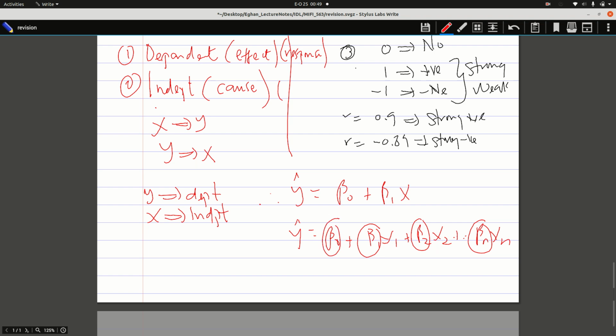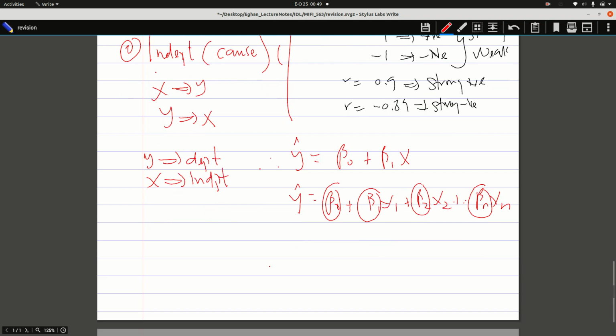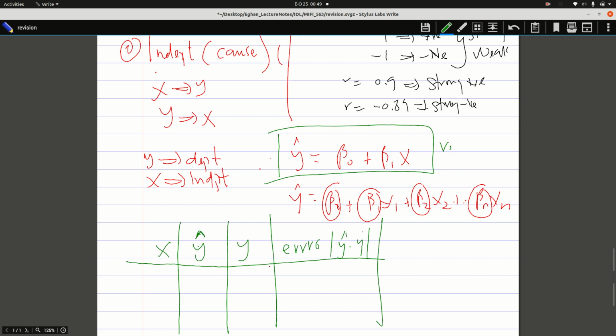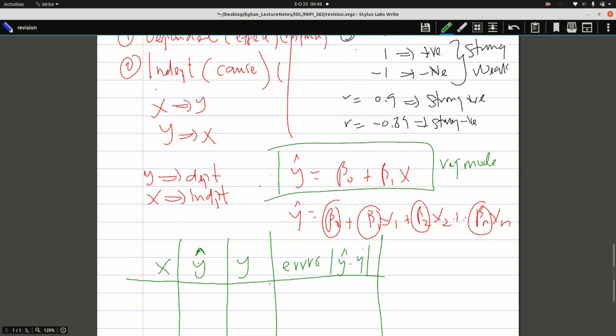If they are known, then I can have a table. Let me change the ink. I can have a table that will have the x values, the predicted values, and the original values, and I can find the error. The error margin becomes the difference between the predicted and the actual values, or the residuals. So y hat is the predicted value from the regression model. So there's a regression model. Now how do I use my Excel to obtain this model? So let's move straight to the same data.